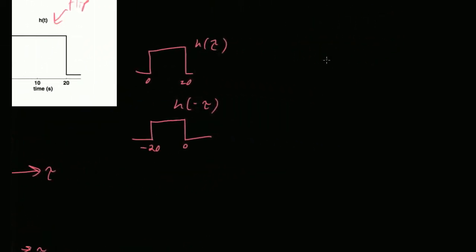Minus 20 to 0? Yeah, then when you flip it, it would go from 0 to 20, but that would still be on the tau axis. Does it work with certain functions? Say again? It works with every function. Yeah, absolutely. Now, this is h of tau.